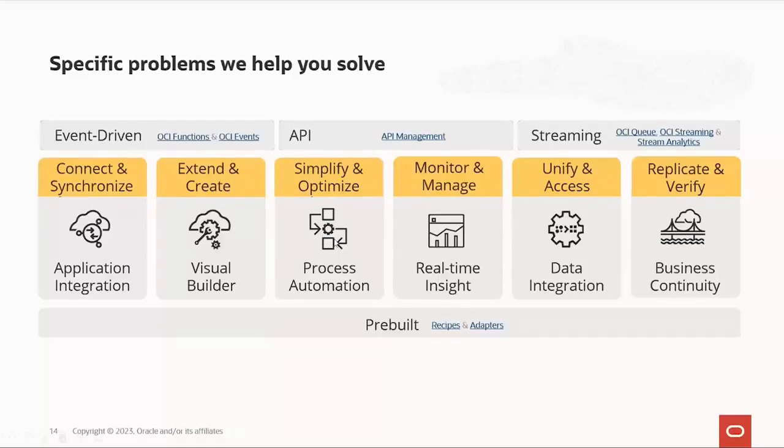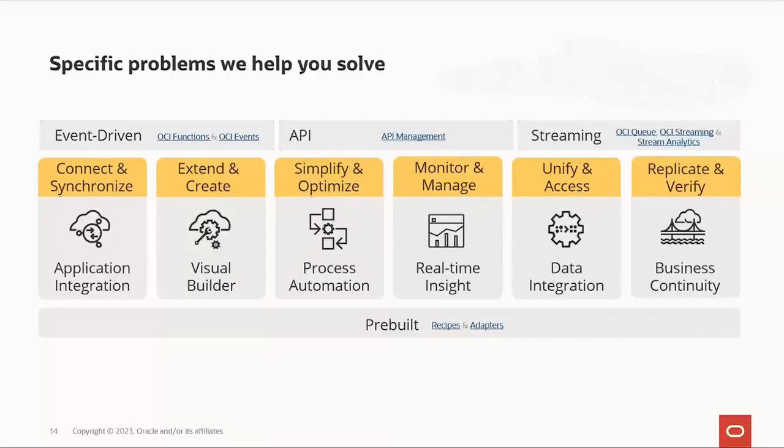We see here as well with our process automation, we're talking here about simplifying and optimizing, but the focus here is on human interaction with business processes. Now, there could be a case, for example, I want to create a customer in my ERP, but under certain circumstances, that customer has to be approved by a sales accounts manager.